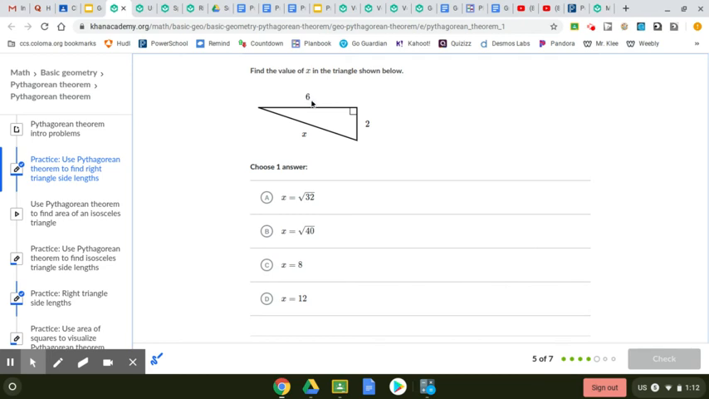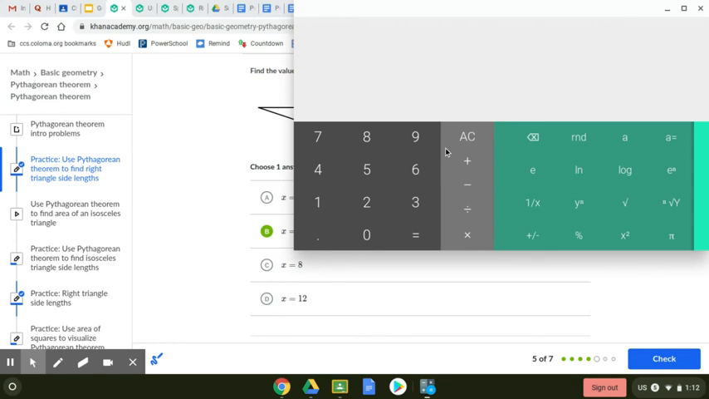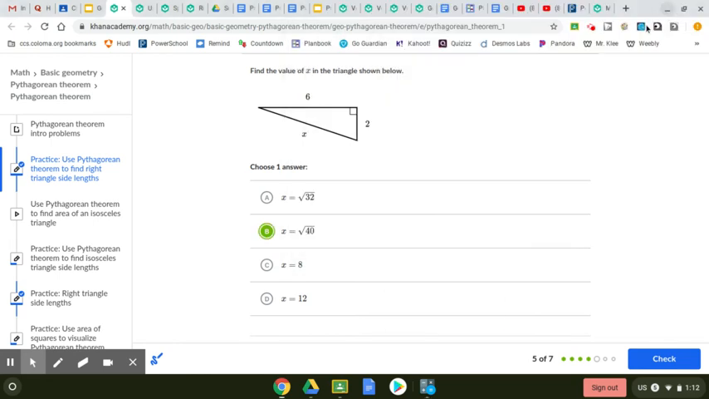6 times 6 is 36. 2 times 2 is 4. 36 plus 4 is the square root of 40. And then just to confirm that that number's in the ballpark, if I take 40 and square root it, I get 6.32. I know that x had to be bigger than 6.